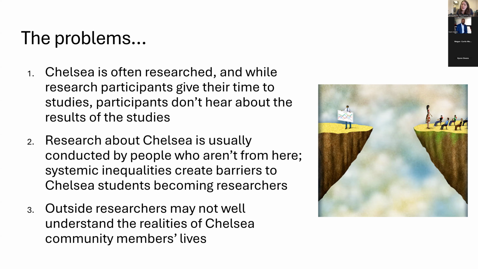And these outside researchers might not very well understand the reality of Chelsea folks' lives. And so maybe they're not even asking the right questions. Like maybe there are other priorities that Chelsea community members would like to see addressed. So for that reason, we decided to start the Chelsea Research Festival.